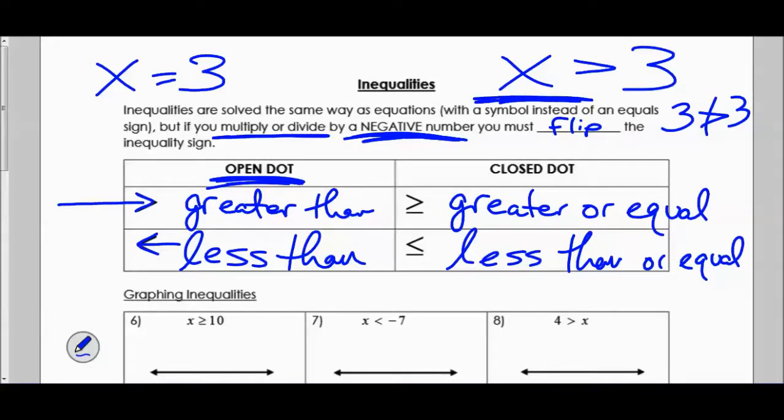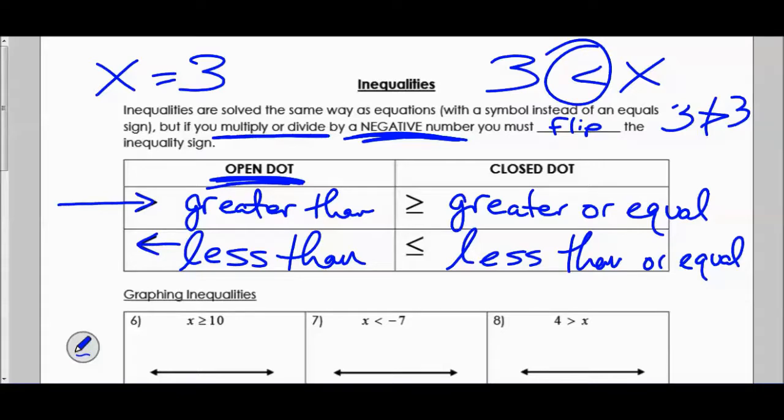If we flip this around, if we rewrite this as 3 is less than x, it's the exact same idea. It's still saying that 3 is less than all values of x. 3 is less than 5, 3 is less than 10, 3 is less than 11. But you can't just follow this arrow now. You have to think about all the values that are greater than 3.